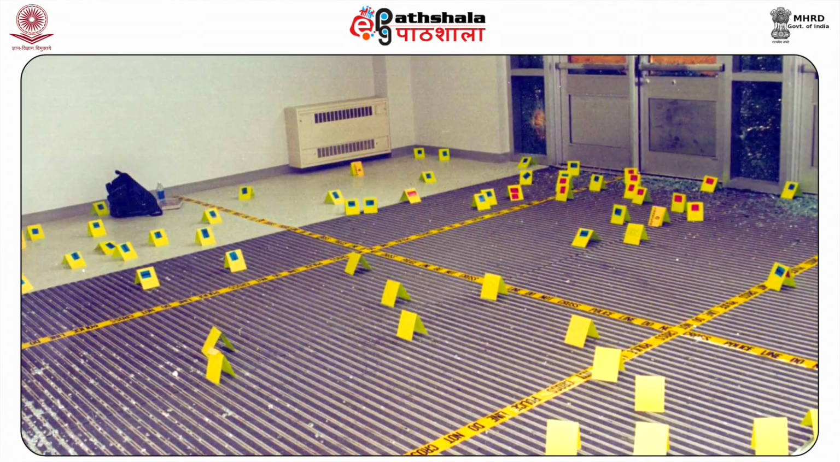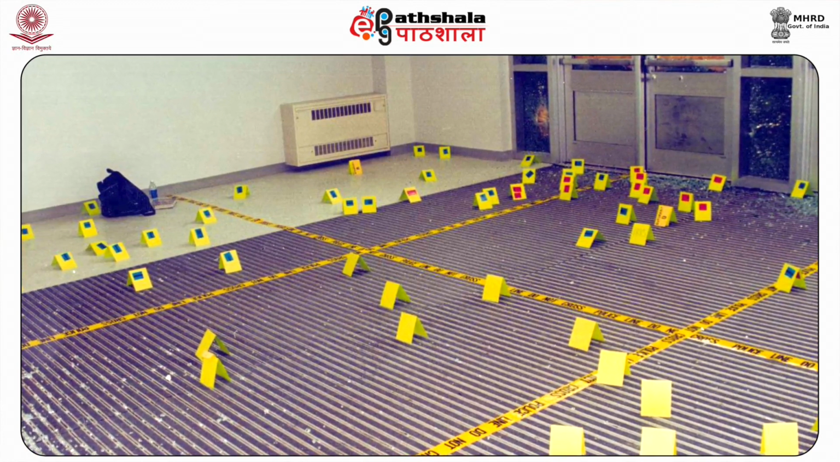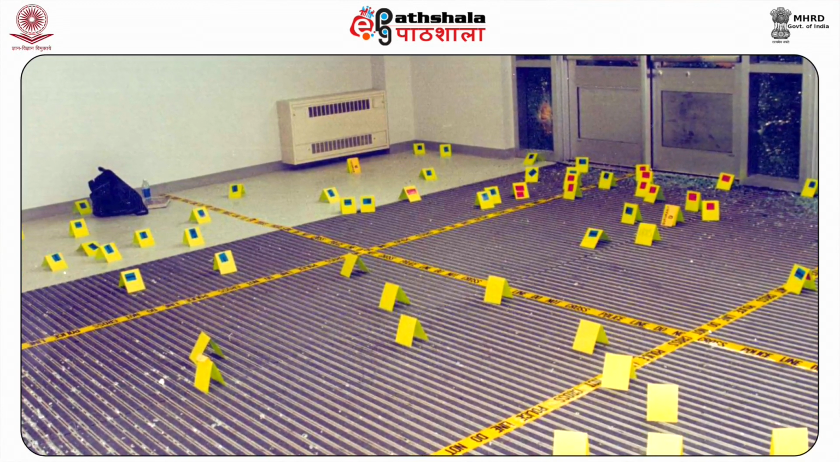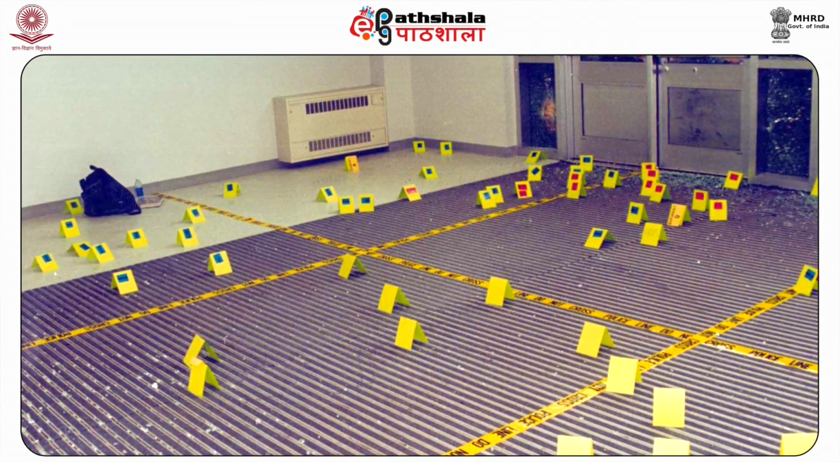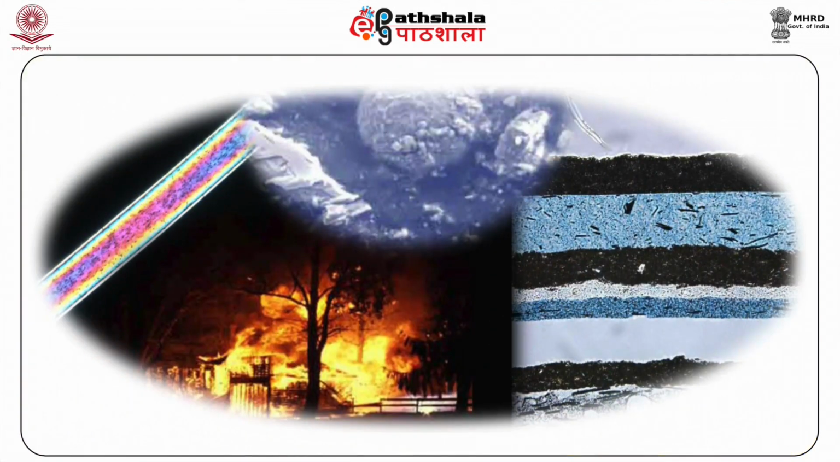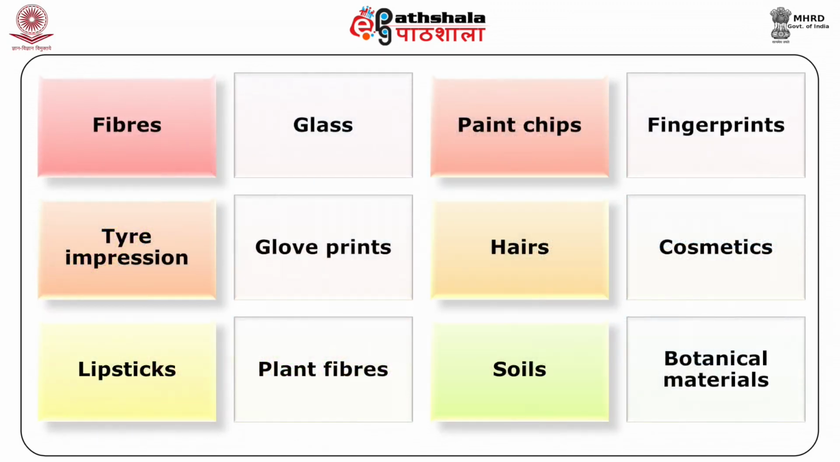In order to show the progress and practices of forensic investigations, several case studies have been published. This includes the use of trace evidence to solve crimes. The role of trace evidence is important in accident investigation as it involves the movement of one part against another, hence leaving a telltale mark. A few examples of trace evidence are fibers, glass, paint chips, fingerprints, tire impressions, glove prints, hairs, cosmetics, lipsticks, plant fibers, soil, and botanical materials.